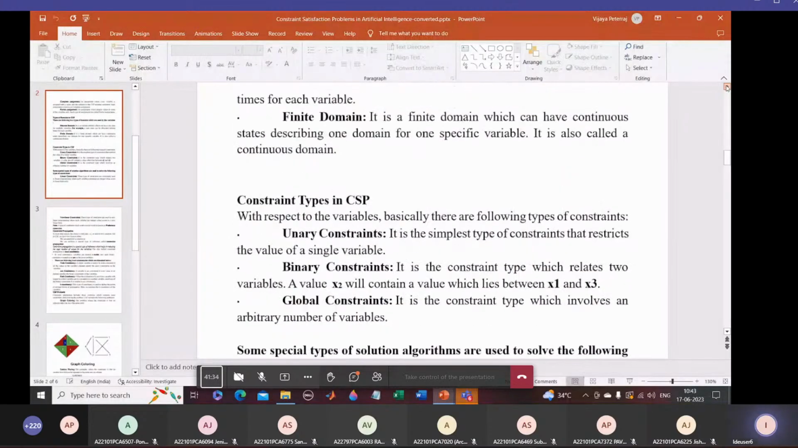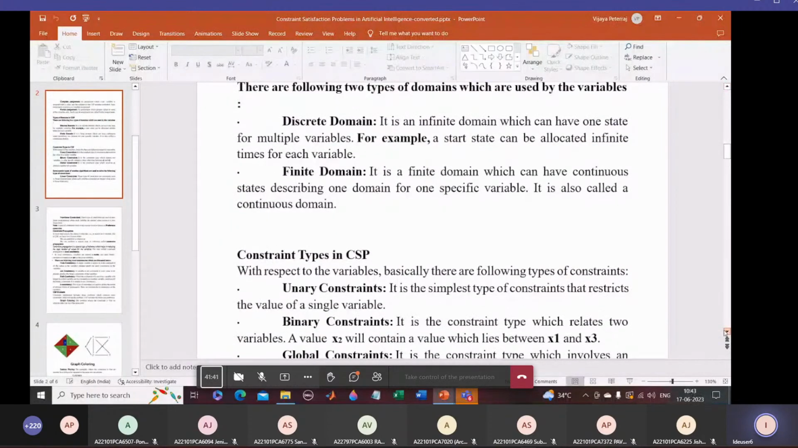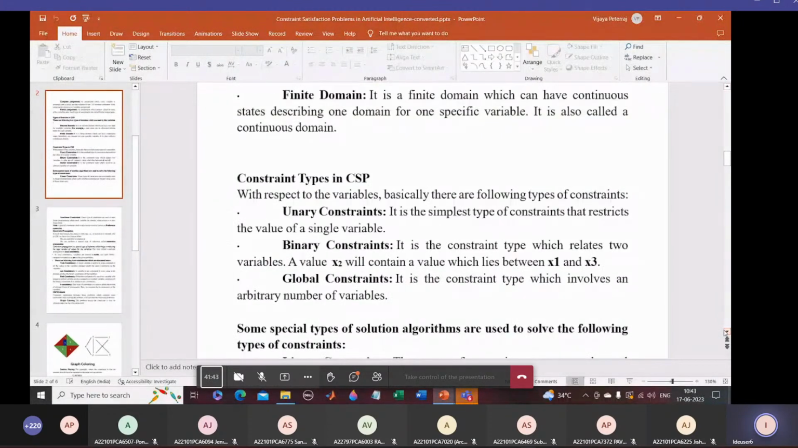So now talking about number first variable patachi. Next we have the space, that is the domain patachi. Then we have the constraints. So what are the different types of constraints we have? That is unary, binary, and global. Okay, with respect to the variables only we have the constraint.